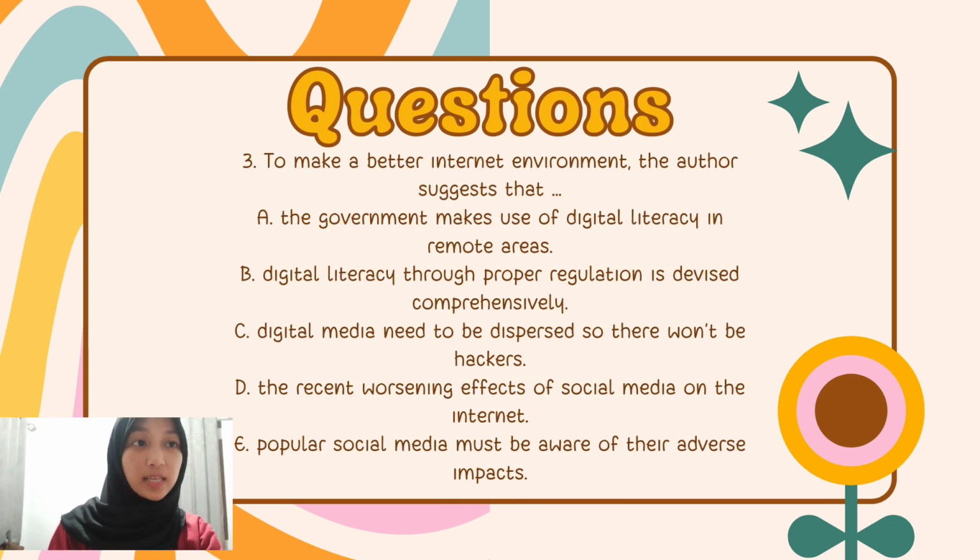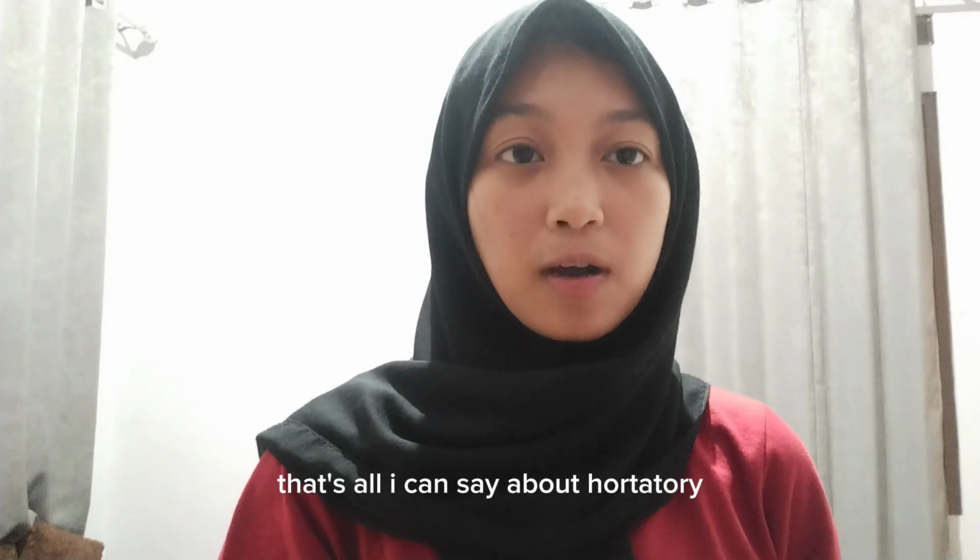And the last question is, to make a better internet environment, what does the author suggest? The answer is B. Digital literacy through proper regulation is developed comprehensively. Because in the last paragraph, the author suggests the government create regulation for social media users with strengthened digital literacy. That's all I can say about hortatory exposition netiquette.